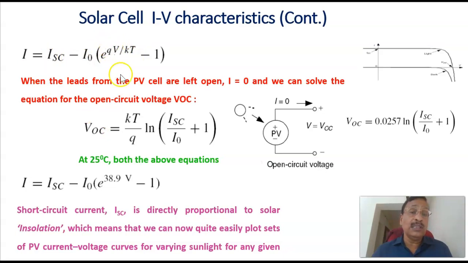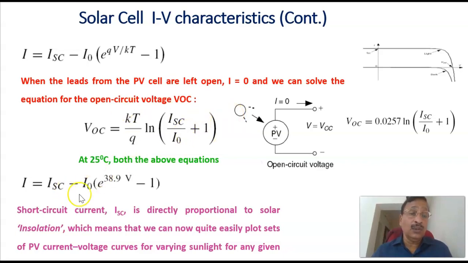Substituting into this equation, we get VOC equal to KT divided by Q times the natural logarithm of the short circuit current divided by the reverse saturation current, plus 1. This is the equation for the open circuit voltage. To get VOC, we make I equal to 0 and calculate VOC. At 25 degrees centigrade, if you substitute T, you know the values of K and Q.